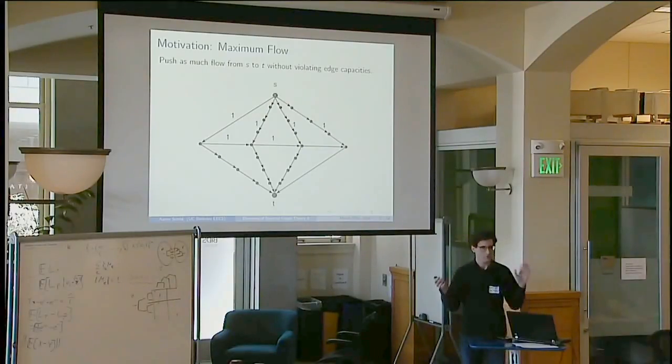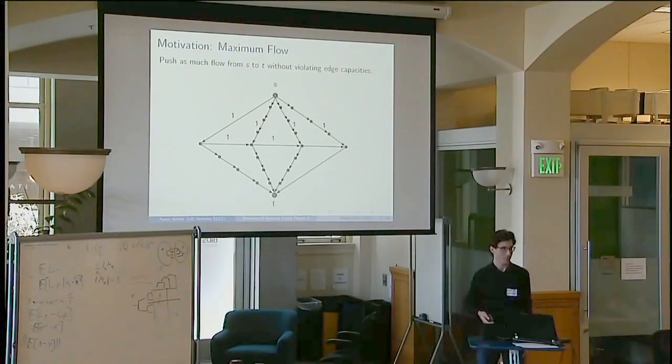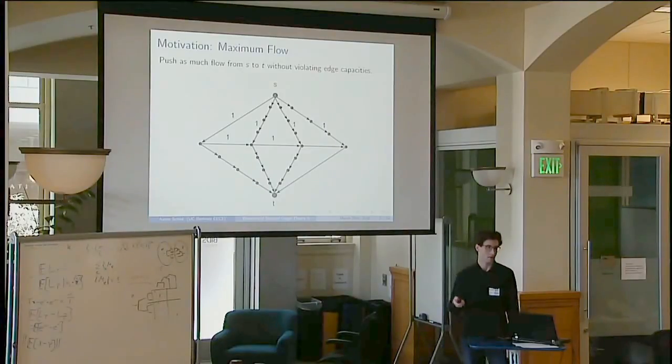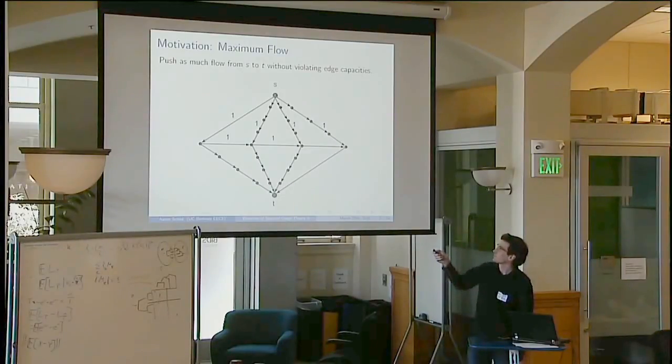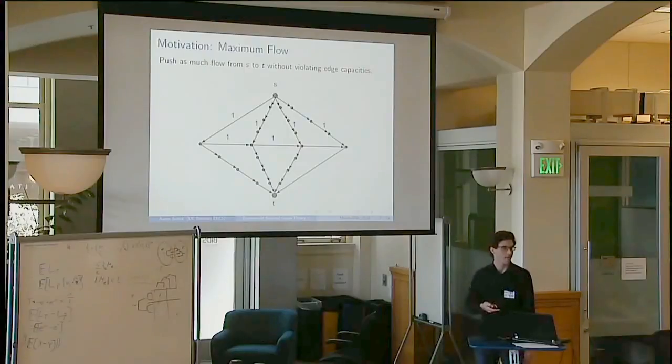So for those of you who haven't seen what the max flow problem is, let me just informally tell you what it is. I give you a graph. It can be directed or undirected. For most of the talk, I'm going to actually just talk about undirected graphs. But let me just define it for directed graphs. So I give you a directed graph. Each edge has some capacity on it, some positive number on it. And the goal is to route as much flow as possible from some vertex S to another vertex T without violating any of the edge capacities.